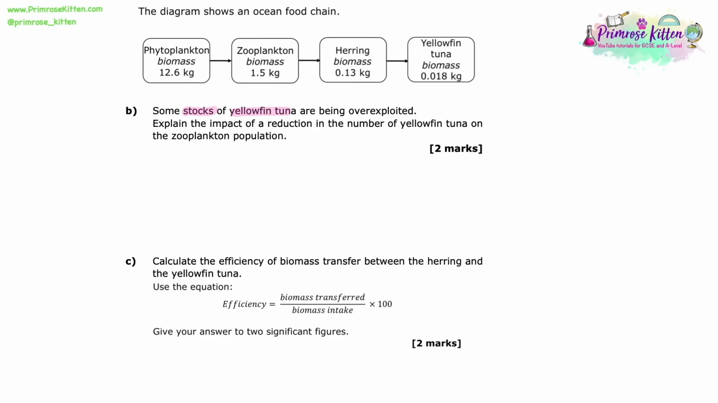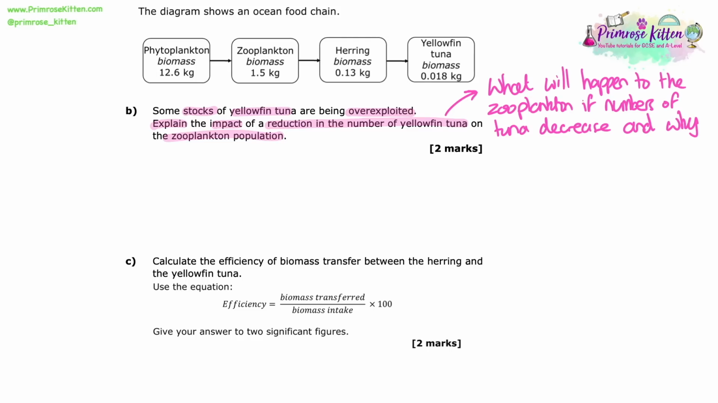Okay, so some stocks of yellowfin tuna are being overexploited. Explain the impact of reduction in the number of yellowfin tuna on the zooplankton population. So this question is basically saying what will happen to the number of zooplankton if the numbers of tuna decrease, and why? So what would be the reason?